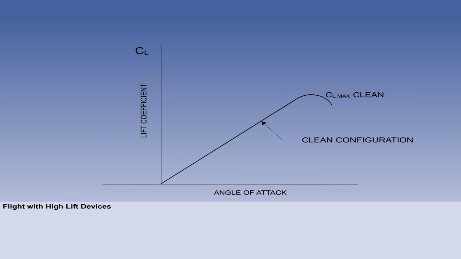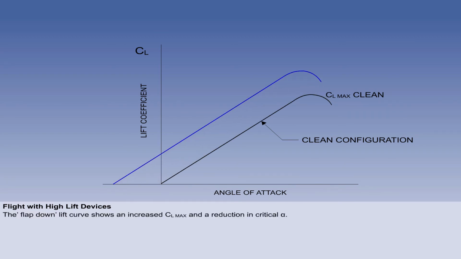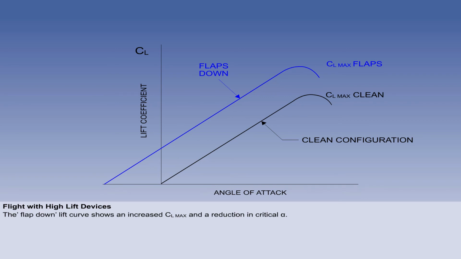When we compare the lift curve of a clean wing, that is, with all high lift devices up, with that of the same wing, with flaps down, it can be seen that the lift curve moves up and to the left. This has the effect of increasing CLmax and slightly reducing the critical angle and the angle of attack for any given lift coefficient.